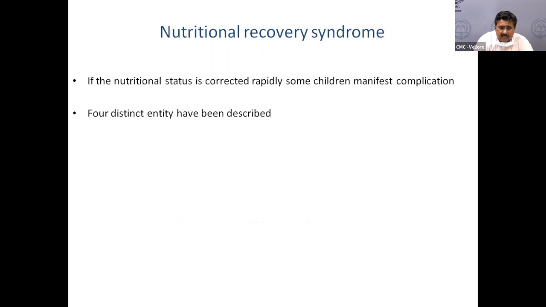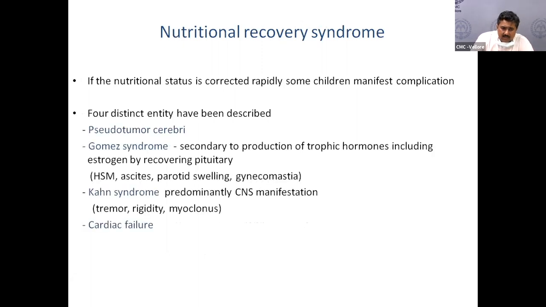If the nutrition status is corrected very rapidly in some children, they can manifest complications. One of them is pseudotumor cerebri, where you have increased intracranial pressure. You can have Gomez syndrome, which is usually secondary to production of trophic hormones, including estrogen, by the recovering pituitary. You can have hepatosplenomegaly, arthritis, parotid swelling, gynecomastia. You can have Kahn syndrome, which is predominantly a CNS manifestation. You can have tremor, rigidity, or myoclonus, or cardiac failure too.